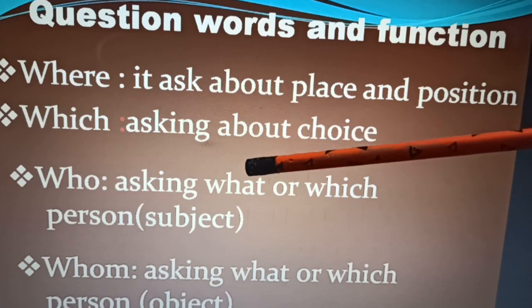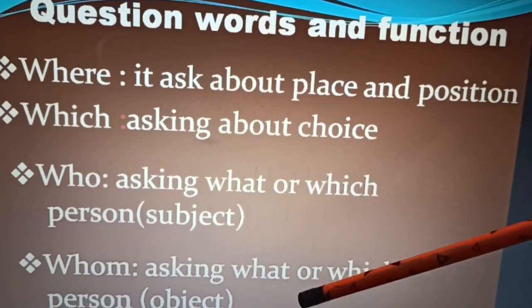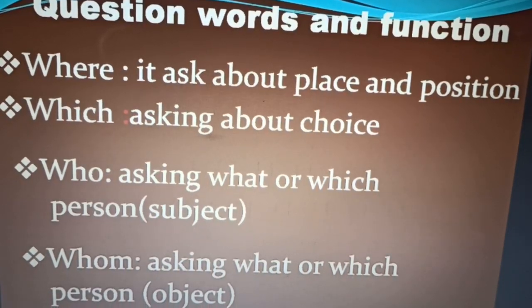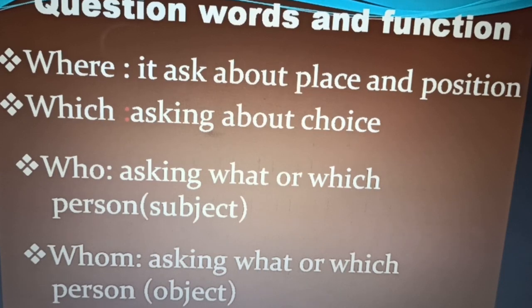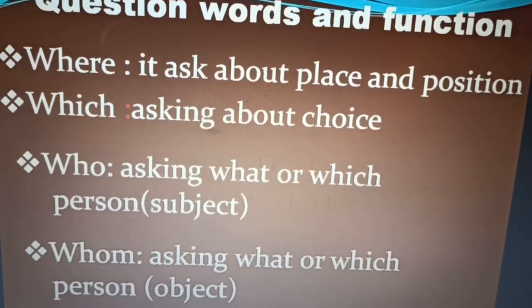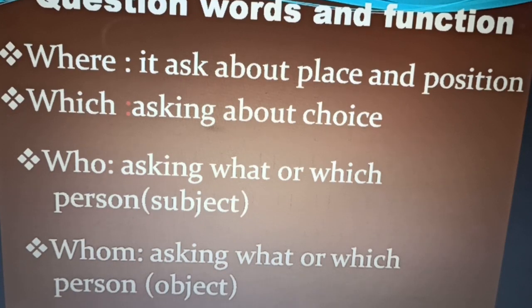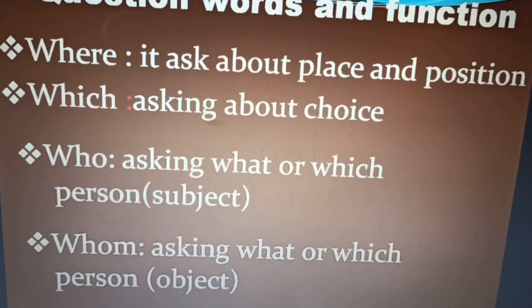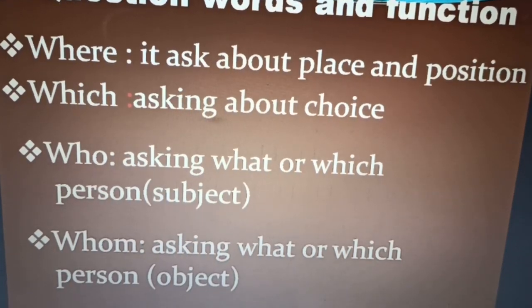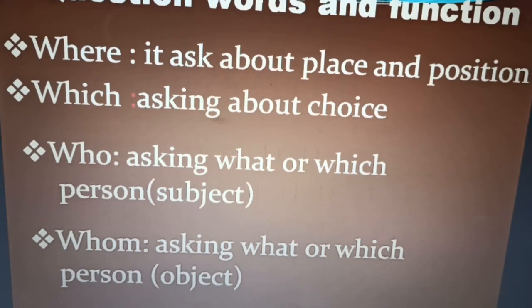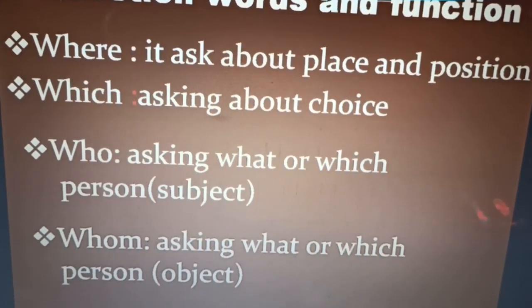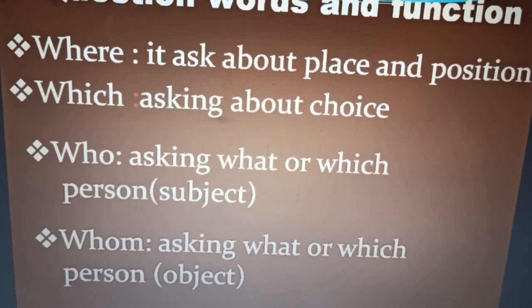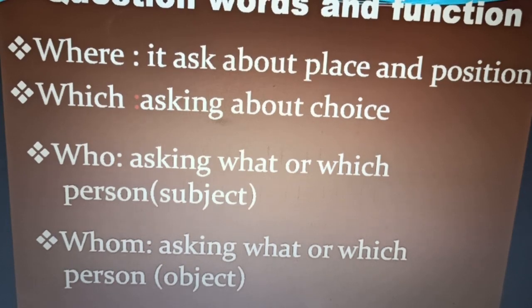Now the fourth one is whom, asking what or which person, but here the person is the object. By whom is this work done? किसके द्वारा ये काम किया गया? And what will be the answer for it? So you understand that for the subject we use who and for the object we use whom. You have to take care while making questions.